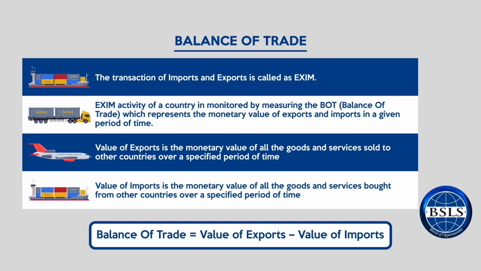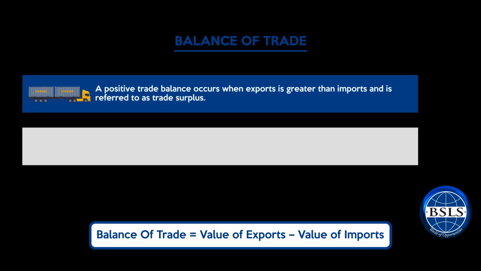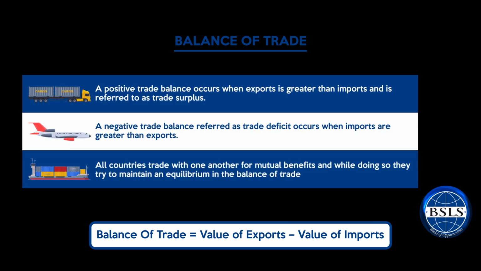In this case, the balance of trade hence becomes value of exports minus value of imports, which is $10 million minus $7 million, which is equal to $3 million. This represents the BOT of country A in a period of 1 year. The balance of trade can be positive or negative. A positive BOT is referred to as a trade surplus, while a negative BOT is referred to as a trade deficit.